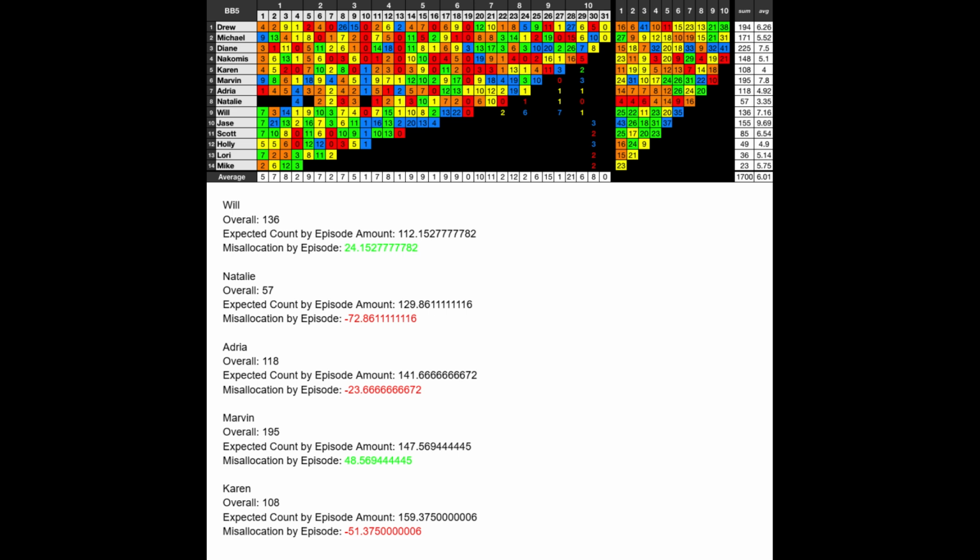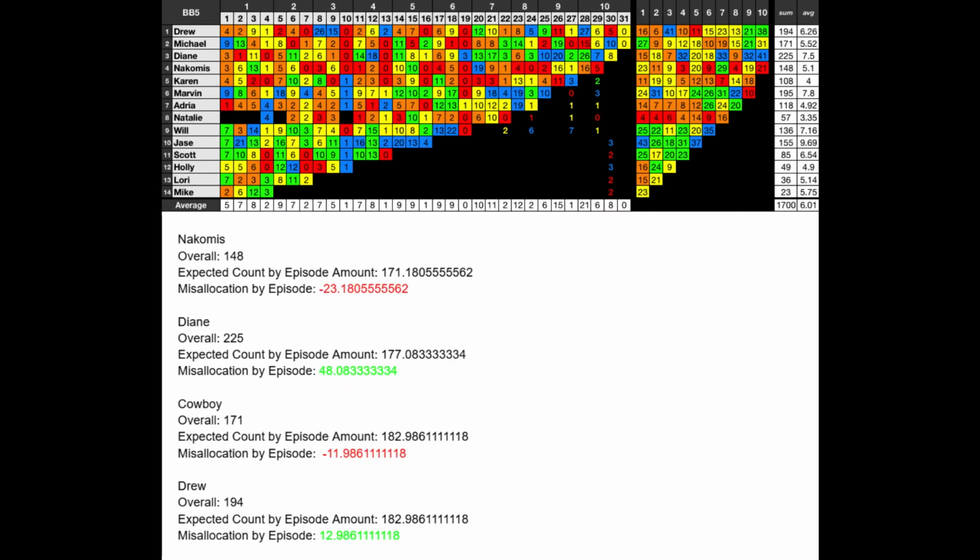Karen's overall diary room count is 108, and her expected count by episode amount is 159, causing her to have a negative 51.37 misallocation, meaning that she was severely under-edited. And this one's weird because she's very funny and she's very witty, but they just didn't think she was worth getting much screen time, which I never really got.